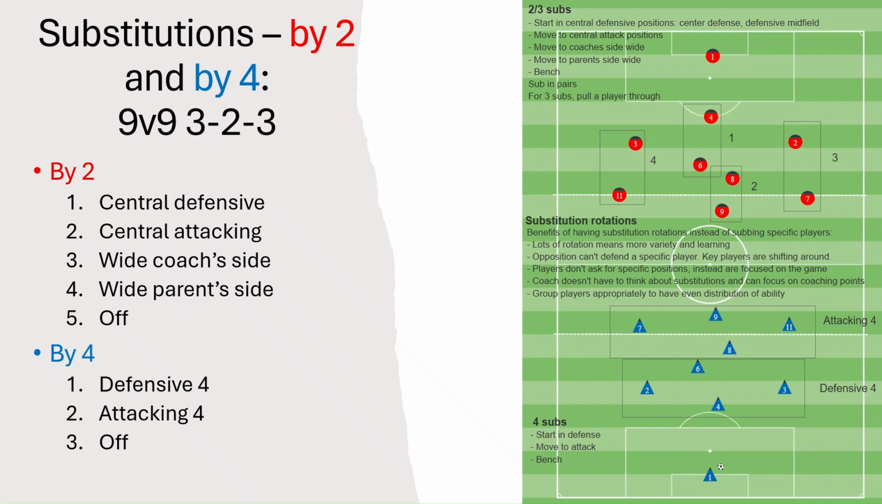For 9v9, we don't have a nice number like 6 that's divisible by 2 or 3, which are our most common numbers of subs. We can deal with 2 subs and 4 subs fairly easily, so we'll probably use some variation of the 2 sub option, at least tonight. We'll have the 2 more defensive central players subbing on first, and then moving up to be the more attacking central players, a central midfielder and then a centre forward, and then we'll pull them out to the wide on the coach's side, and then to the wide on the parent's side, and then off. So we'll probably run that tonight.